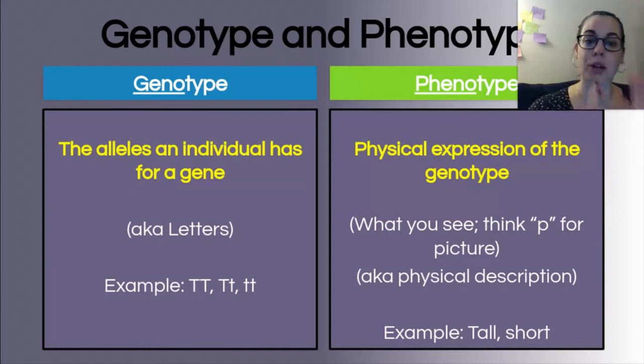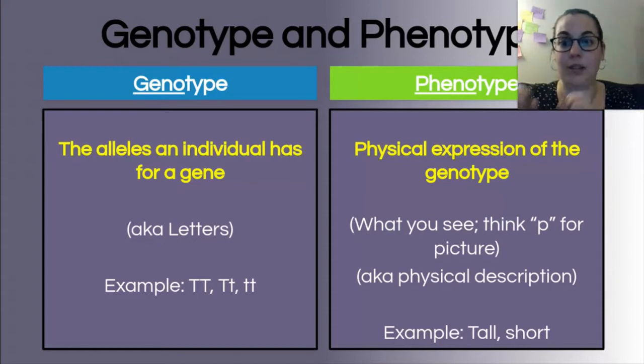Now, how we determine this phenotype is by looking at the genotype, the actual specific alleles an individual has for a gene. These are the letters. So big T, big T, big T, little t, little t, little t. Based on that genotype, the genes, what are they going to look like, or phenotype?